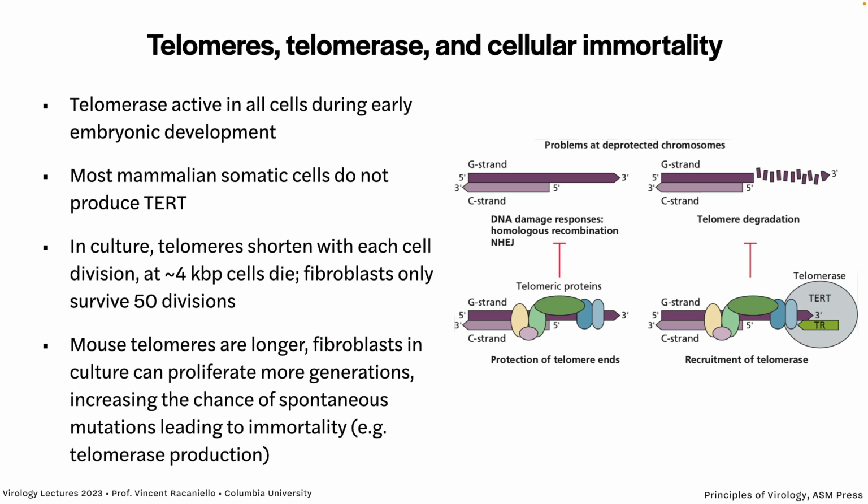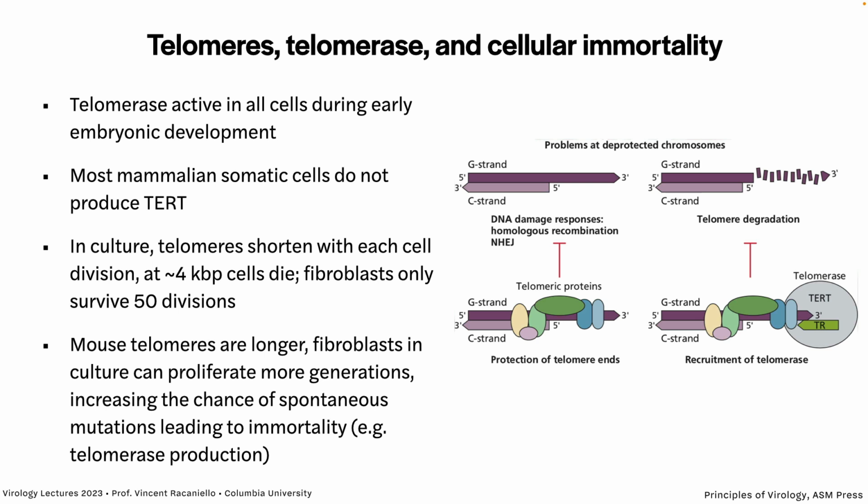And when you are born, telomerase is inactive. It's no longer active, and as you age, your chromosomes get shorter and shorter and shorter, and that's part of senescence. Getting old is losing the ends of your chromosomes.